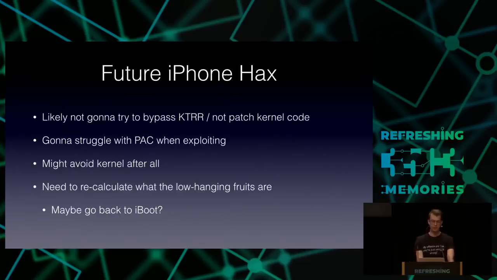So just to recap where we're coming from, future iPhone hacks are probably not going to try to bypass KTRR. And I think they will not try to patch kernel code, because we can achieve pretty much all the things we want for an end-user jailbreak without having to patch the kernel so far. And I think people are going to struggle a bit, at least a bit, when exploiting with PAC, because that will either make some bugs unexploitable or really, really hard to exploit.